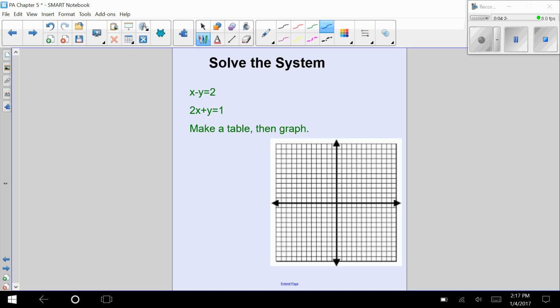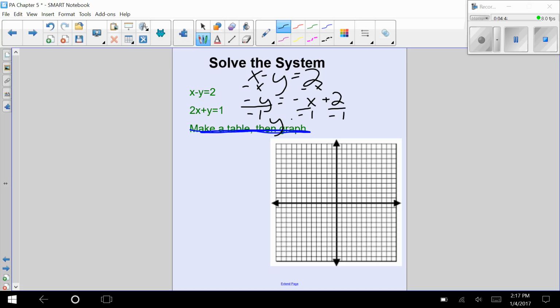We're just going to graph it, because we have already talked about how to rewrite these equations. So x minus y equals 2. Well, we need to get y by itself. So we're going to subtract x off of both sides. So we have negative y equals negative x plus 2. And then we need to divide away that negative 1 that's hanging out in front of the y. So we're going to get y equals x minus 2.